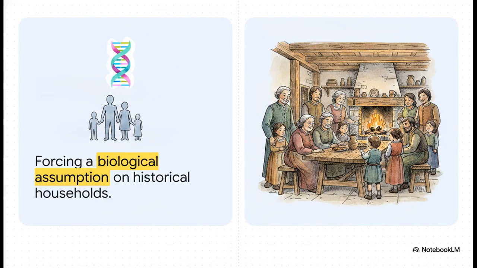Okay, let's dive into this comparison. It is so incredibly easy to fall into the modern trap of forcing a biological assumption onto every historical household we see. But the reality? Blended historical households were basically the norm. Step-parents, informal adoptions, foster children, these were all extremely common back in the day. If we just assume every child living in a house is a biological offspring, we are definitely going to misidentify family members and end up chasing the wrong genetic lines for years.